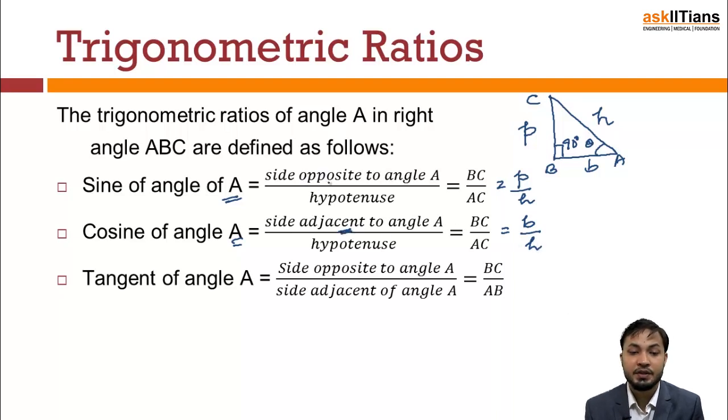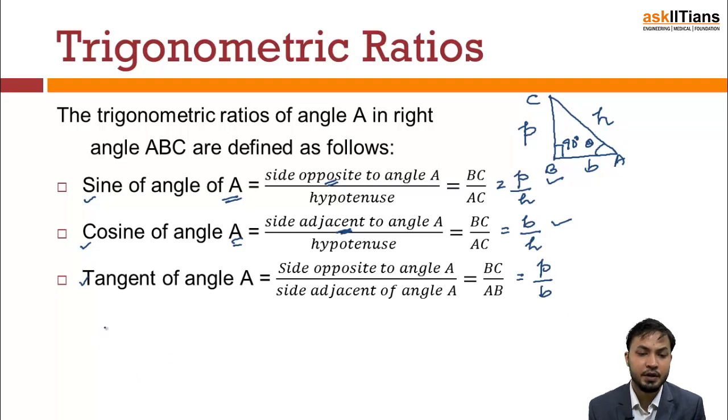Now remember, sine is the side opposite to angle A and cos is the side adjacent to the angle A in the numerator. Both their denominators are hypotenuse. So over here I get P by H and B by H. Next I look at the tangent of that angle A. So when I take tangent, it automatically becomes the side opposite to angle A and the side adjacent to angle A. So that will give my P by B. So these are my basic trigonometric ratios.